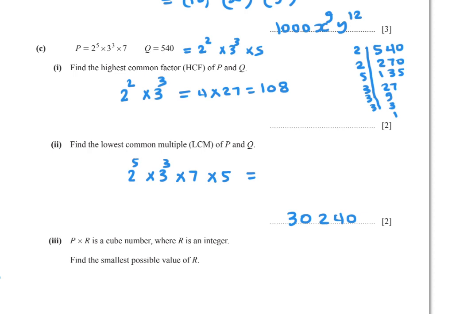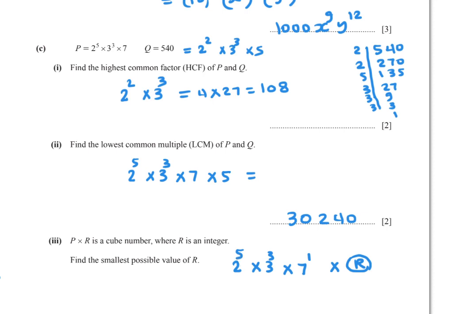Now part (iii). B times R is a cube number, where R is an integer. Find the smallest possible value for R. Now we have B, 2 power 5, multiply 3 power 3, times 7. Then, if we multiply by R, we get a cube number. For a cube number, the power should be divisible by 3. Now for 2 power 5, 3 power 3, 7 power 1. 5 is not divisible by 3.